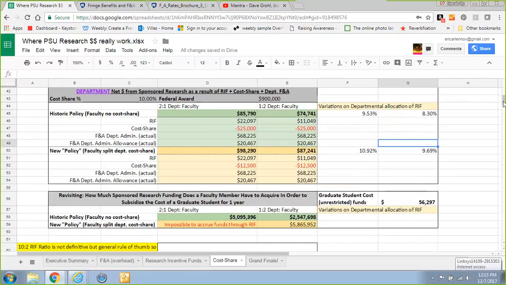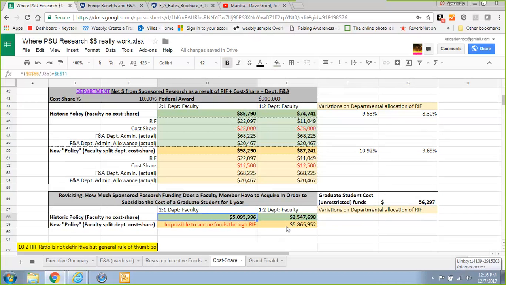I also wanted to revisit the graduate student example I had in the RIF video. I had noted how much research funding a faculty member would have to acquire in order to pay for a graduate student for 1 year, at the cost of $56,000 to the unrestricted funds with no overhead. In the historic policy, you see those same numbers from before of $2.6 million and $5 million.